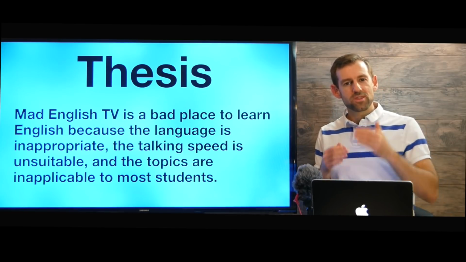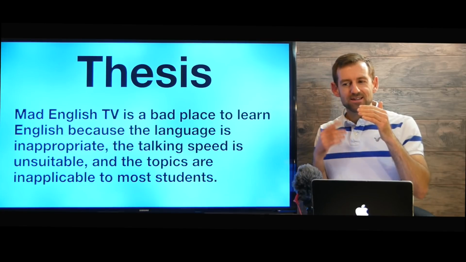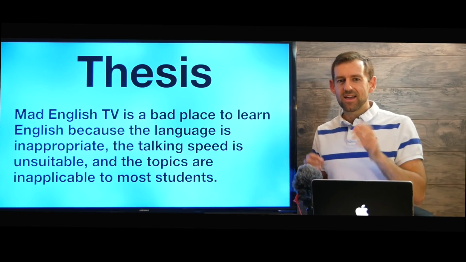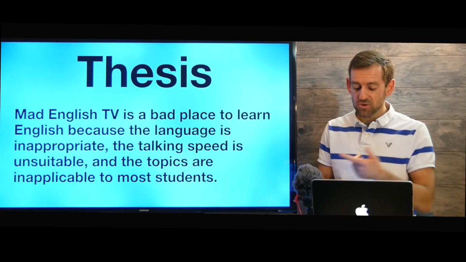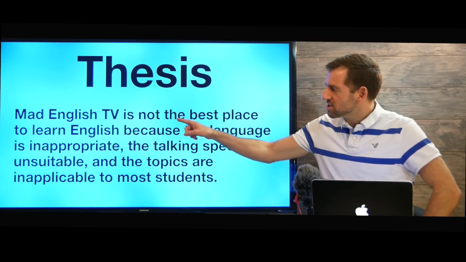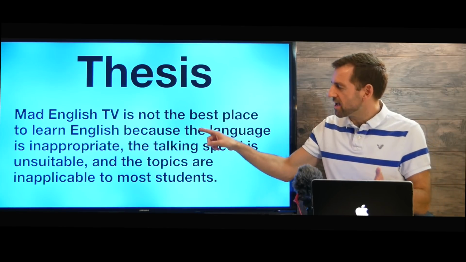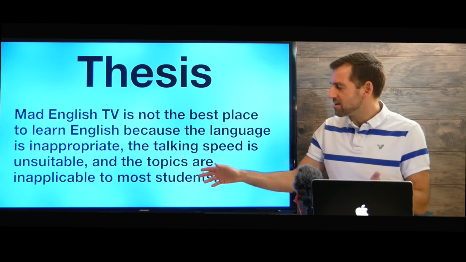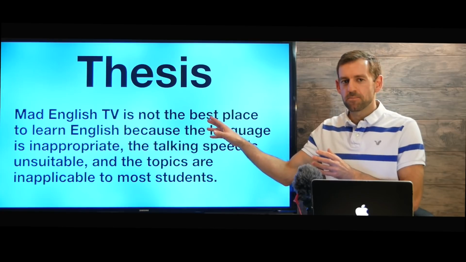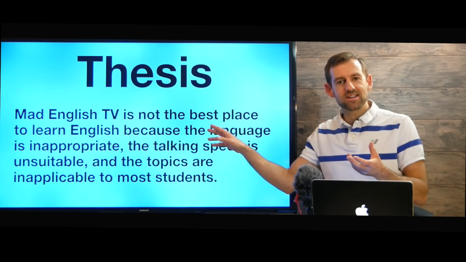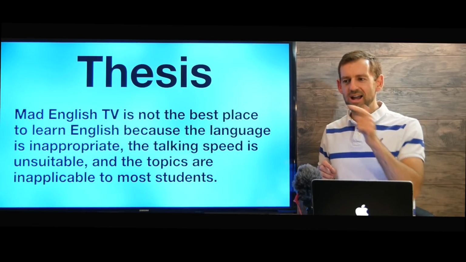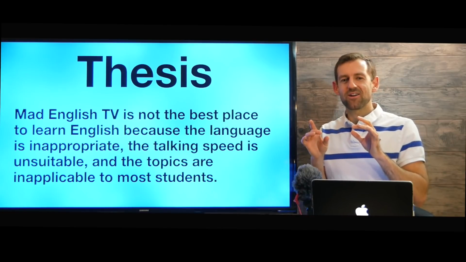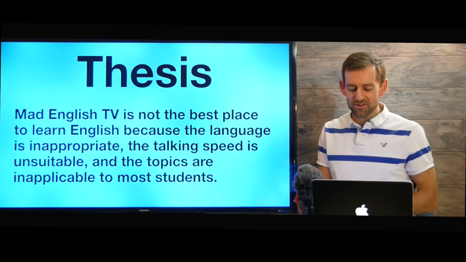English teachers, when they're reading essays, they sometimes don't like seeing really strong opinions like this is bad. Okay, it's better to make it a little bit softer. So here's how you can make it a bit softer, okay? Mad English TV is not the best place to learn English because the language is inappropriate, the talking speed is unsuitable, and the topics are inapplicable to most students. Okay, this is much better. It's much easier to defend, because if you just say, this is bad, or I don't like that, that's a little bit too strong, it's better to use words that are more diplomatic and a little bit softer, okay?